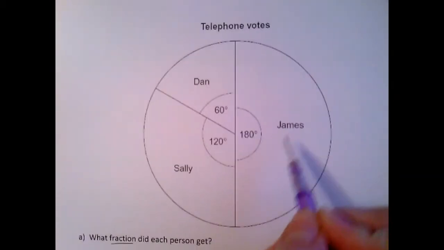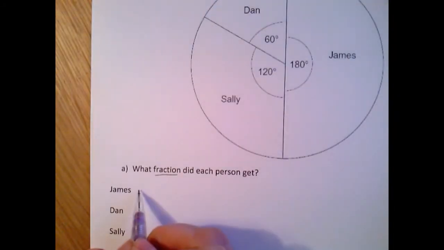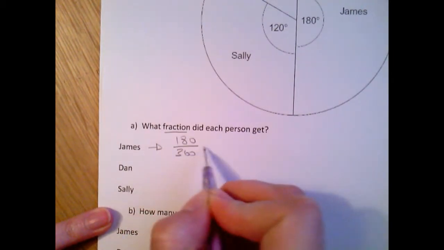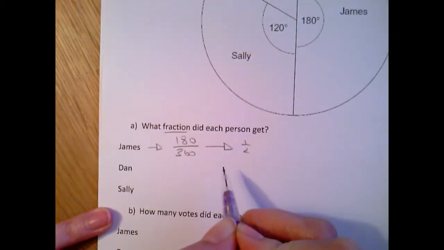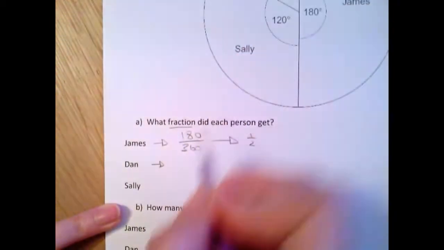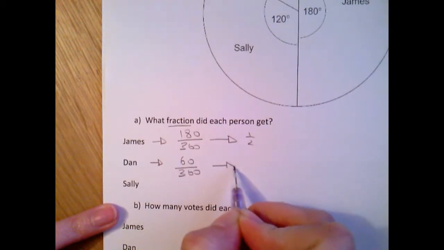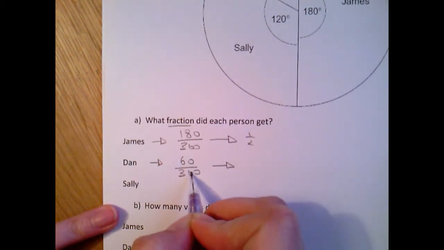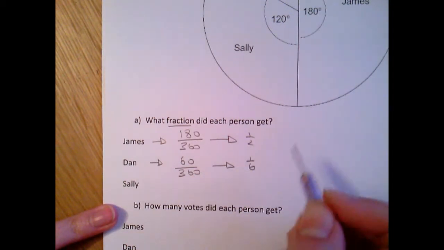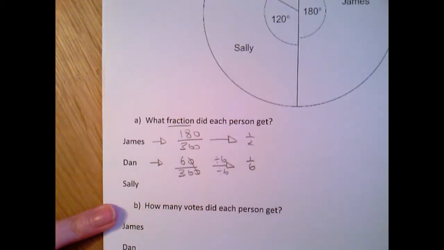So James is a 180 slice, and 180 out of 360 is a half. Dan's slice was 60 degrees out of 360. 60 goes into 360 six times, so that means that it is 1/6. Or you can take the noughts off and then divide the top and bottom by 6 if you prefer simplifying that way.